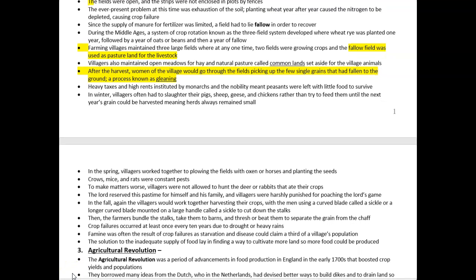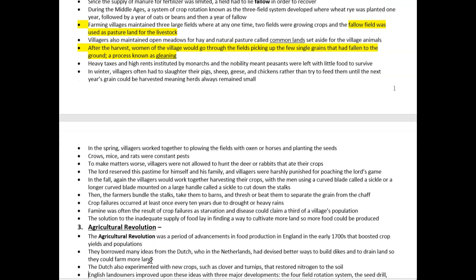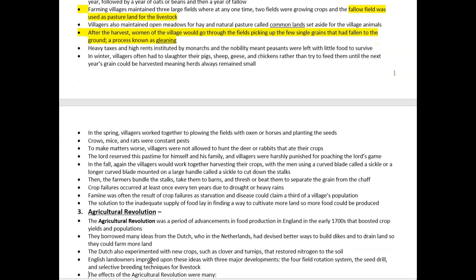The Agricultural Revolution was a period of advancement in food production in England in the early 1700s that boosted crop yields and populations. I think you know what I'm going to say here because this is an ID term, so we're going to need to highlight that because that appears to be a definition.